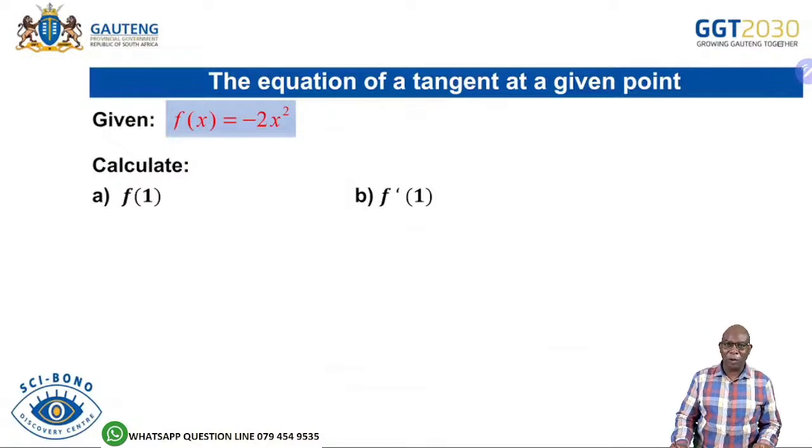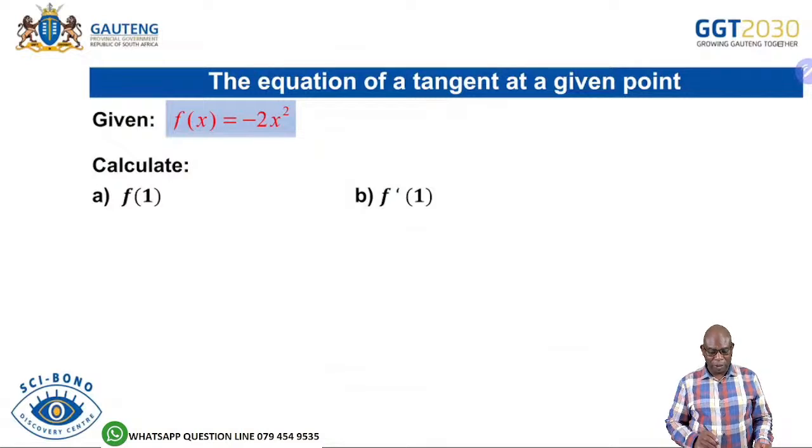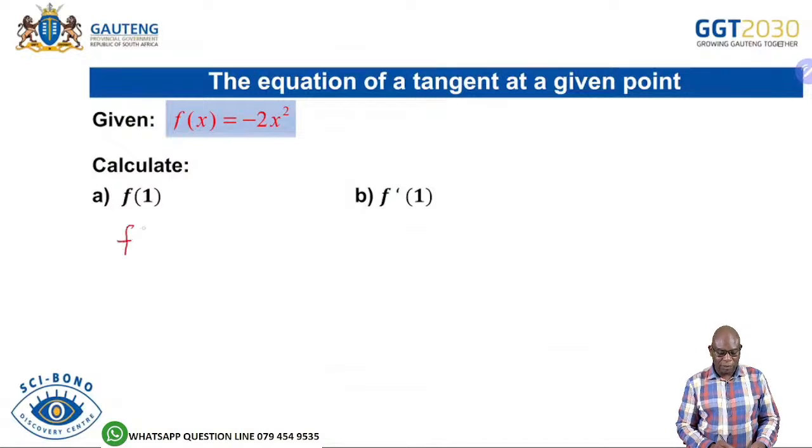Remember when we were doing the polynomials, we did this. If I want to get f of 1, what does f of 1 mean? It means that I need to substitute the value of x by 1. Substitute x by 1, what answer will I get? So if I take f of 1, I need to take the equation that has been given, substitute the value of x by 1, and that will be equal to negative 2 into 1 squared.